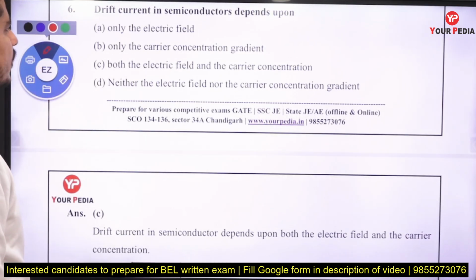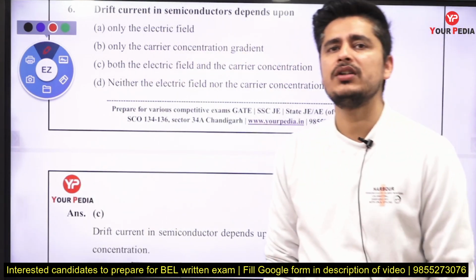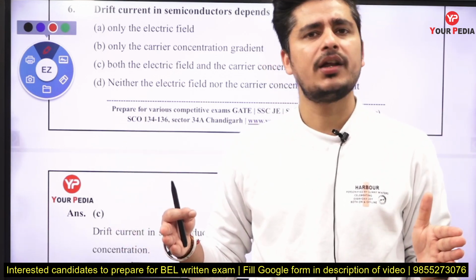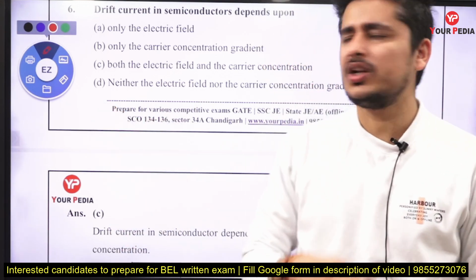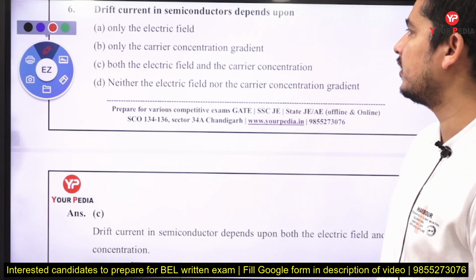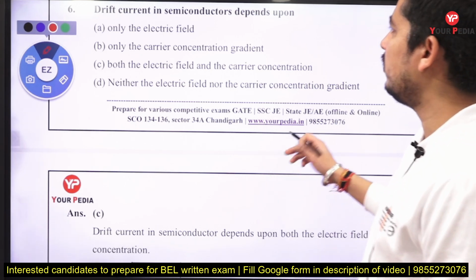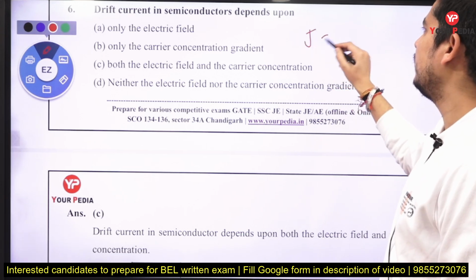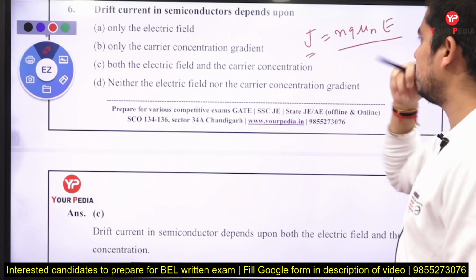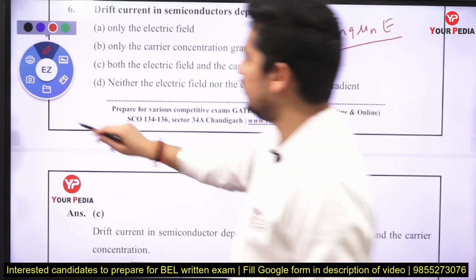Drift current in a semiconductor depends upon. Whenever we are talking about the drift current, there are two types of current inside the semiconductor. One is drift current, another one is diffusion current. Drift current is due to applied electric field, right? Diffusion current is due to concentration gradient. So it is only the electric field, only carrier concentration, both electric field and carrier concentration, right? Basically if I'm talking about the current density, let us take J, that is n q mu n E. That is the value of current density.